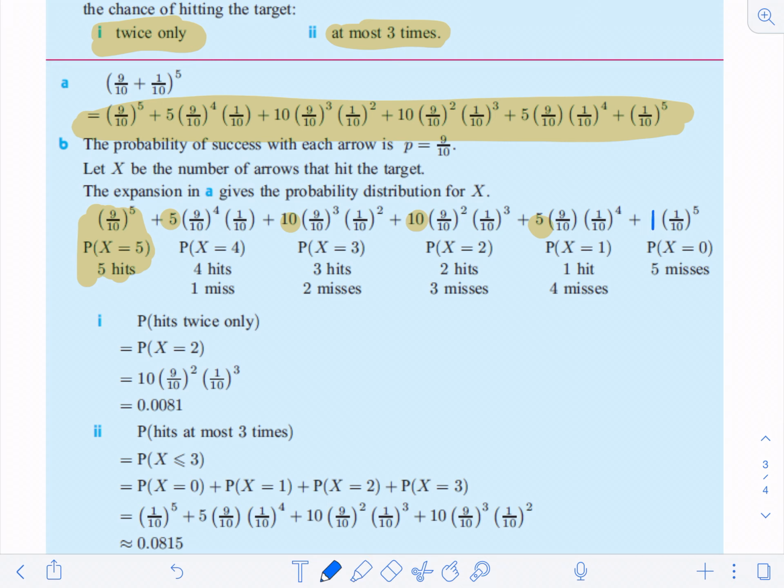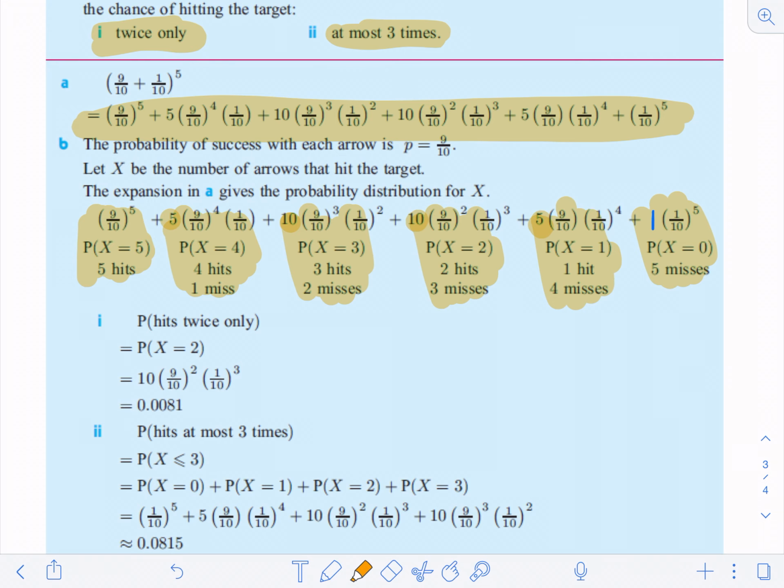Now, each one of these represents a different value for x, my random variable, the number of success results. This is now going to be 4 hits and 1 miss. This is the probability of me getting 3 hits and 2 misses. 2 hits, 3 misses. 1 hit, 4 misses. And what's the probability of me getting 5 misses? Pretty low, right? 1/10th to the 5th power.